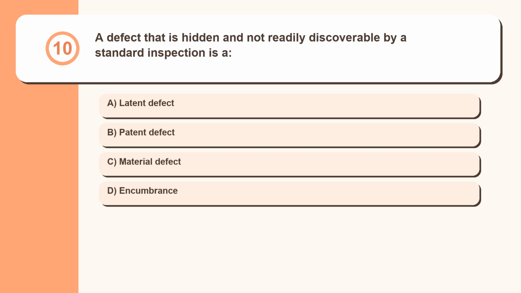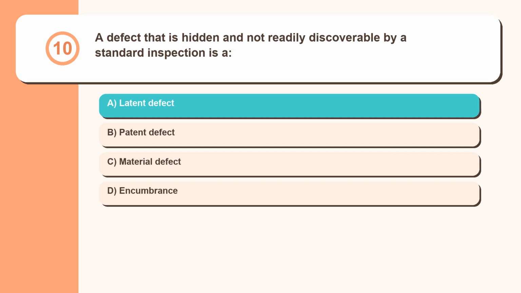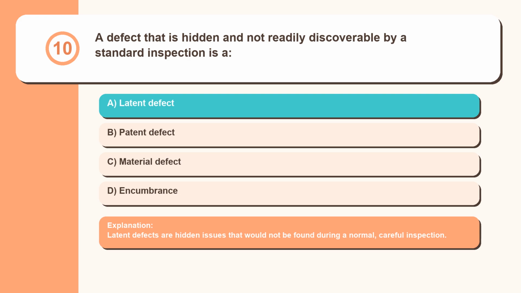Question 10. A defect that is hidden and not readily discoverable by a standard inspection is a: latent defect, patent defect, material defect, encumbrance. Latent defects are hidden issues that would not be found during a normal, careful inspection.